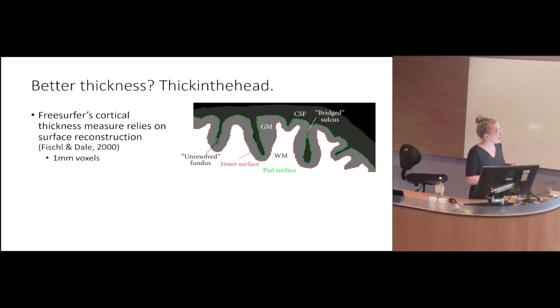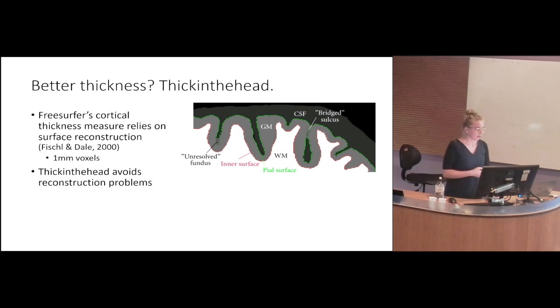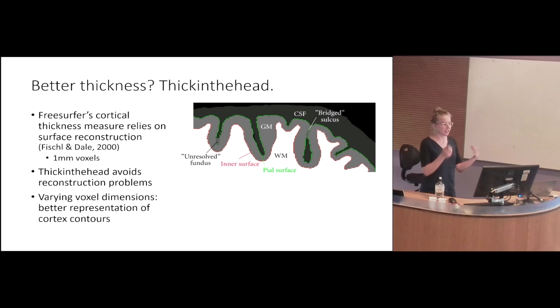Similarly here, there is a sulcus, but it's not registered again. So the solution to that is to offer different size voxels, smaller and larger ones, depending on what you need there in your reconstruction. That's basically what Thickinthehead, and again, I have not covered this word, avoids. It avoids this reconstruction problem by offering various voxel dimensions, for example from 0.5, say, up to 1. And this will give you a better representation of the cortex contours.